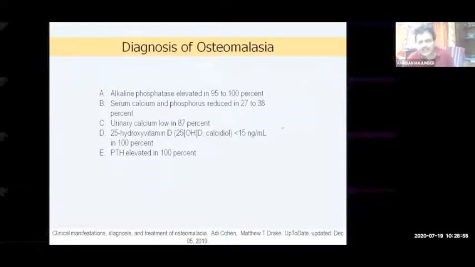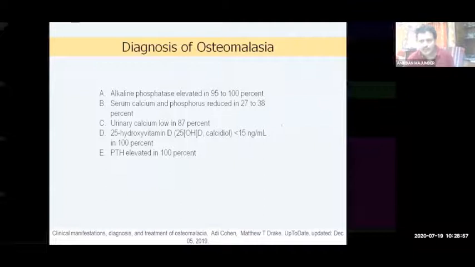Now, what is the diagnostic criteria of osteomalacia? We have taken it from UpToDate. You can see that the alkaline phosphatase is elevated in almost 100% of cases. PTH is elevated in 100% of cases, and low vitamin D you will find in 100% of cases. But you may not get a low calcium and low phosphate in all patients. So therefore, the diagnosis mostly depends on the elevated alkaline phosphatase, low vitamin D, and high PTH level.